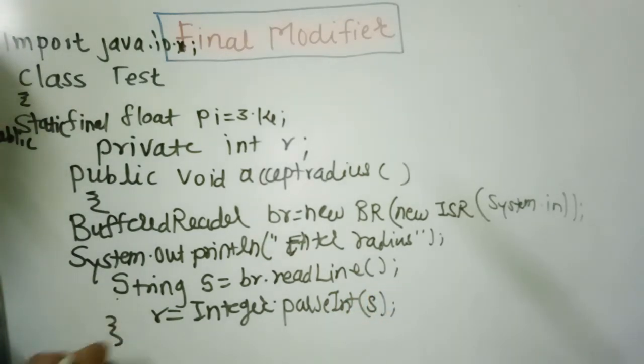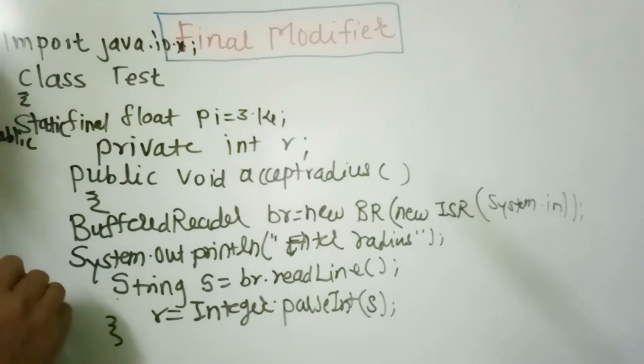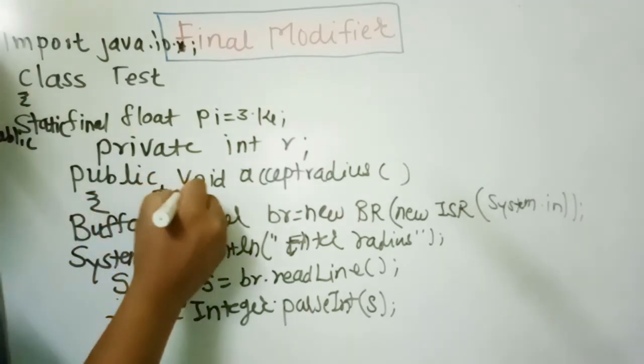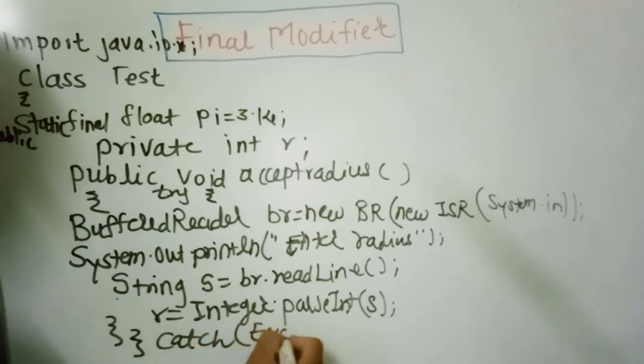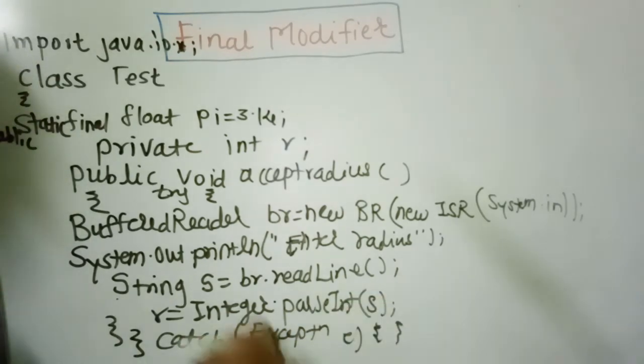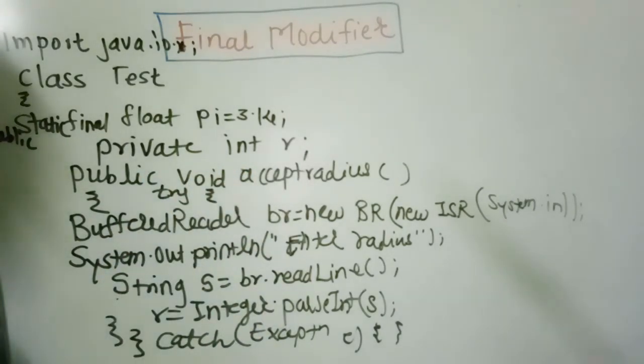Now we will complete this function, but it may happen that there can be some chances of error. So we will place it in a try and catch the exception, that is Exception e, and we are leaving it empty just to complete the try mechanism. Now we are completing the function public void accept radius.